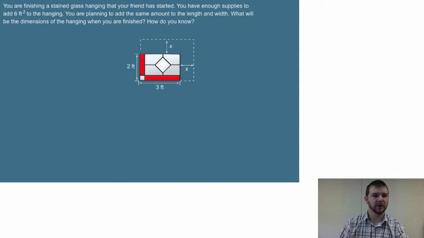Consider this solve it problem. You're finishing a stained glass hanging that your friend has started. You have enough supplies to add 6 square feet to the hanging. You're planning to add the same amount to the length and width. What will be the dimensions of the hanging when you're finished? How do you know? Well, let's consider the figure. It looks as though the hanging currently has maybe a height of 2 and a width of 3 feet. 3 times 2 is 6 square feet.